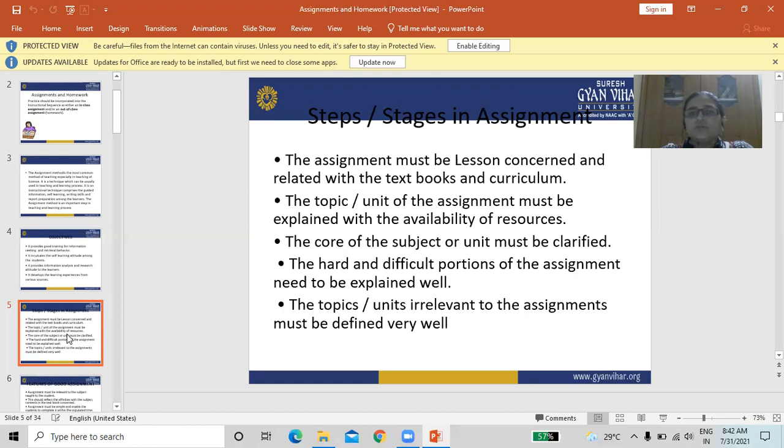Now we will discuss steps or stages in assignment. The assignment must be lesson concerned and related with the textbooks and curriculum.